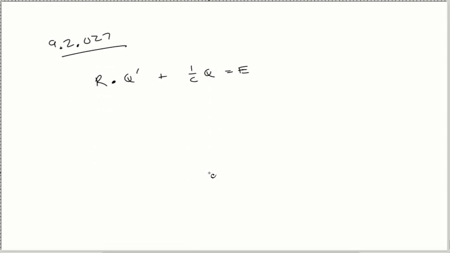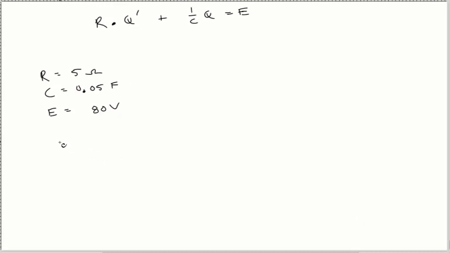Cool, so what do we do here? Well, they got R is equal to 5 ohms. I have C is equal to 0.5 farads. I think it's farads or Faradays. One of those. E is a voltage. We got 80 volts. And what we have is they say find Q of 0.5.